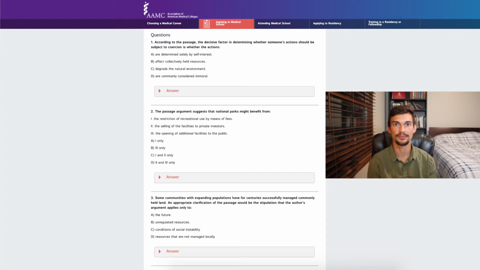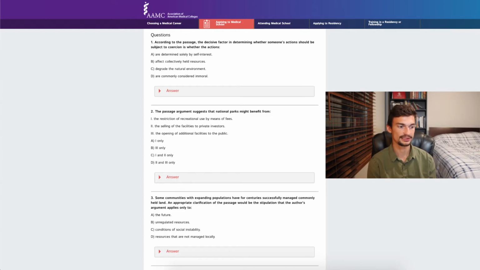A decision I make about an interpersonal relationship or an interaction I have with another individual, for example, may affect me and that other individual, but they might not affect everyone. The author also explicitly argues against coercion, except coercion agreed to by a majority of those affected. Answer choice B says, whether the actions affect collectively held resources. This makes more sense than the first one, because if we narrow our scope to personal actions that affect commonly held resources, it seems like the author might be more likely to agree to coercion in this case, if the majority of those affected agree.